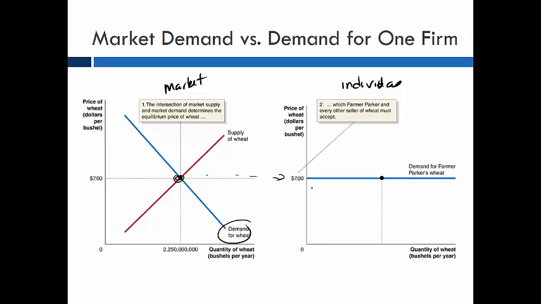And there's also no incentive for him to lower his price because it's not like he can sell more by lowering his price. So for these guys, their demand curve is just a horizontal line. And this only takes place in perfect competition.